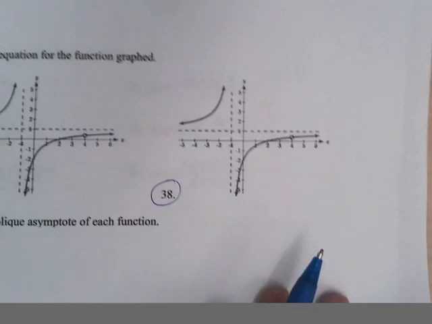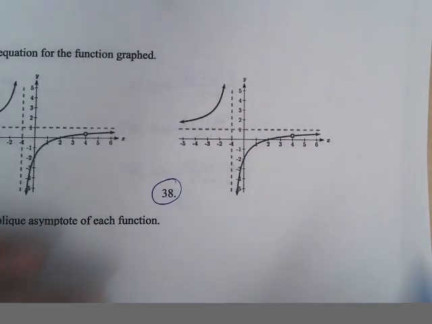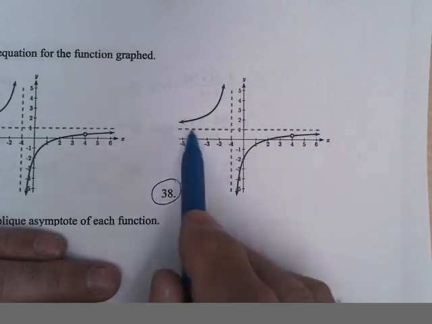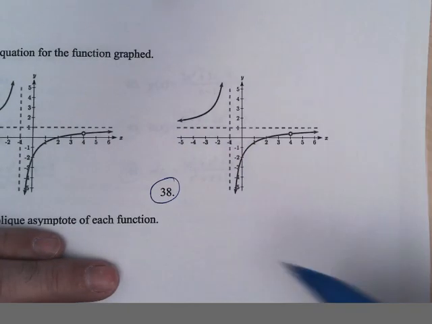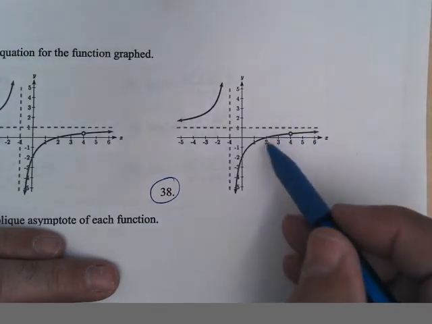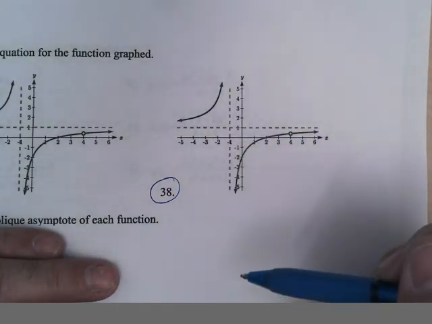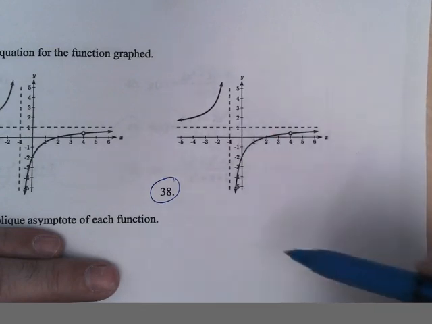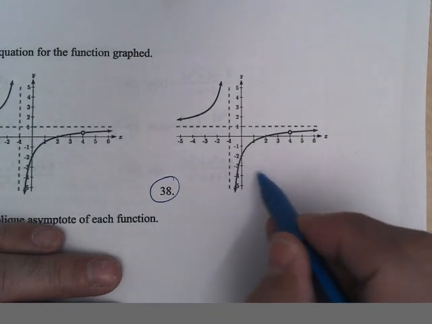And now let's do this one. Looks fairly simple, but it's got a hole, and it's got a horizontal asymptote that's not 0 but 1. So that means the degree of the denominator and numerator have to be equal, and the leading coefficients have to be 1. So let's start writing this.